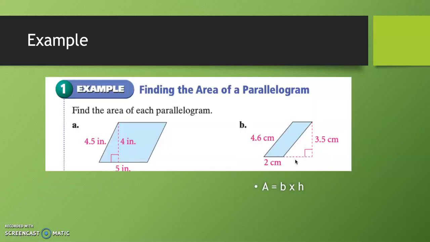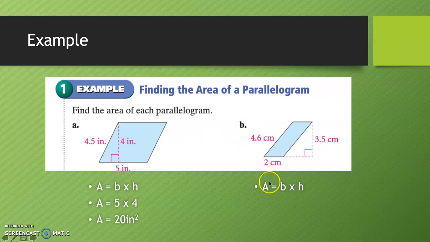Example. First, we need to identify the sides. We need the base and we need the height. So the base is the horizontal, which is 5, and the height is 4, because this is the line that forms the 90-degree angle. Substituting into my formula, base times height, I have 5 times 4, and can't forget my units. So my final answer, 20 inches squared.